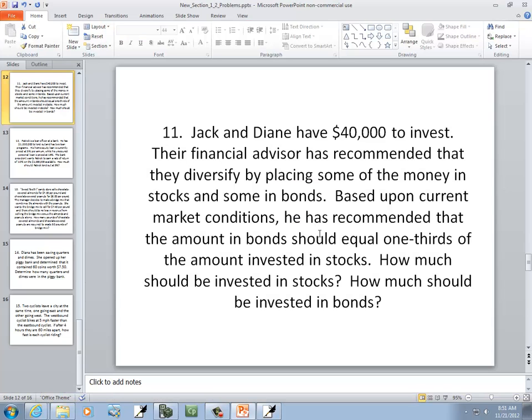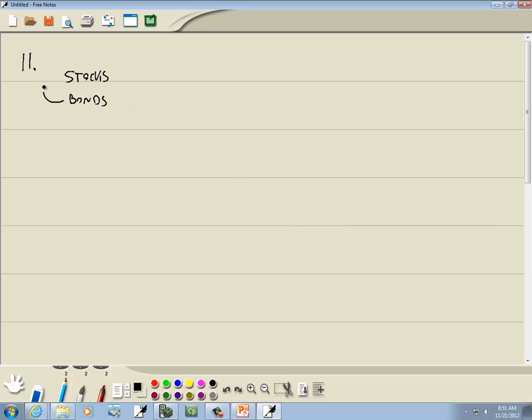Based upon current market conditions, he has recommended the amount of bonds should equal 1/3 of the amount invested in stocks. How much should be invested in stocks? The amount in bonds should equal 1/3 of the amount invested in stocks. So bonds is being put in reference to stocks. The one it's being put in reference to is always your X.